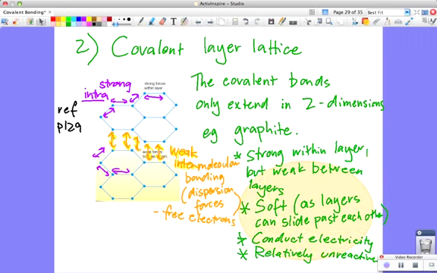And in fact, graphite can conduct electricity. If you do a strong enough pencil line on a piece of paper, you can connect up electrodes to it and conduct electricity. It's relatively unreactive, though, in graphite. Okay, so there are 2 different kinds of lattices that occur.